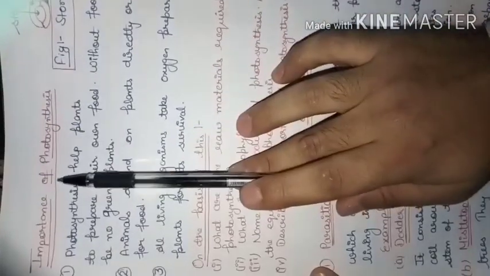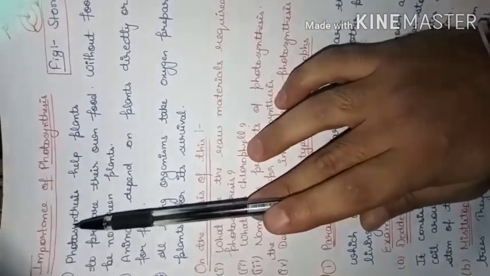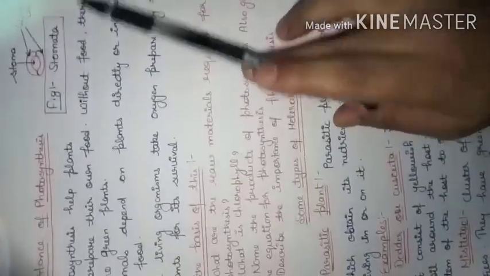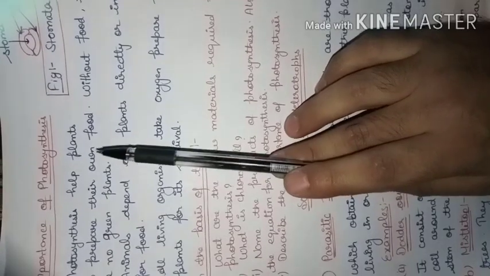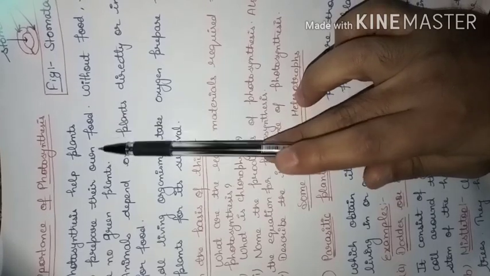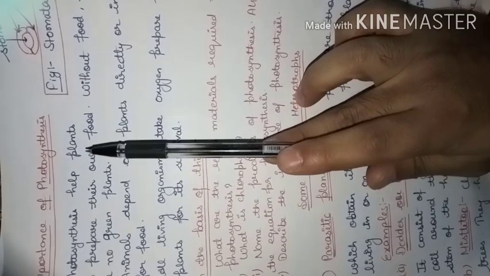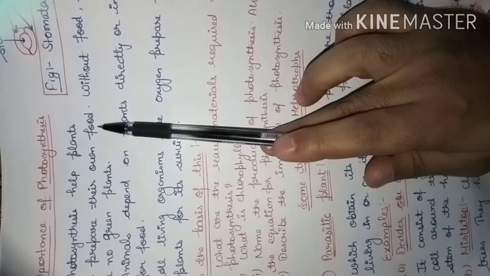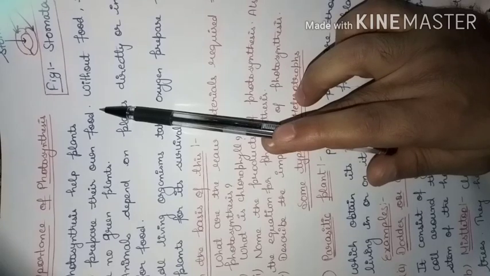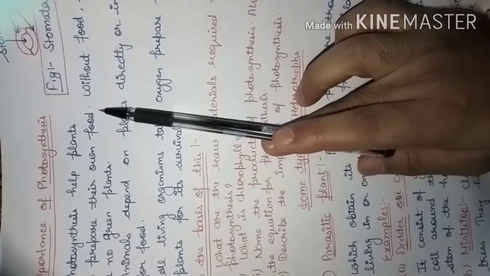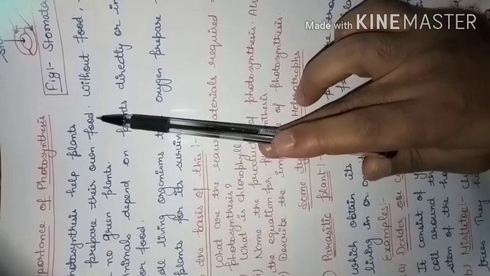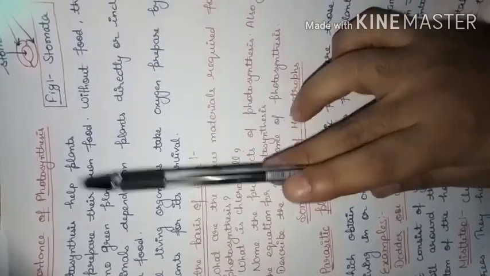Okay, now the importance of photosynthesis. Photosynthesis helps the plant to prepare their food, and without food there would be no green plants. All organisms require food for their survival, because from the food they obtain the energy. Similarly, plants also require food to do different life processes, like transpiration, respiration, and photosynthesis. All these processes require energy, and where does this energy come from? This energy comes from the food. So without food there would be no green plant.